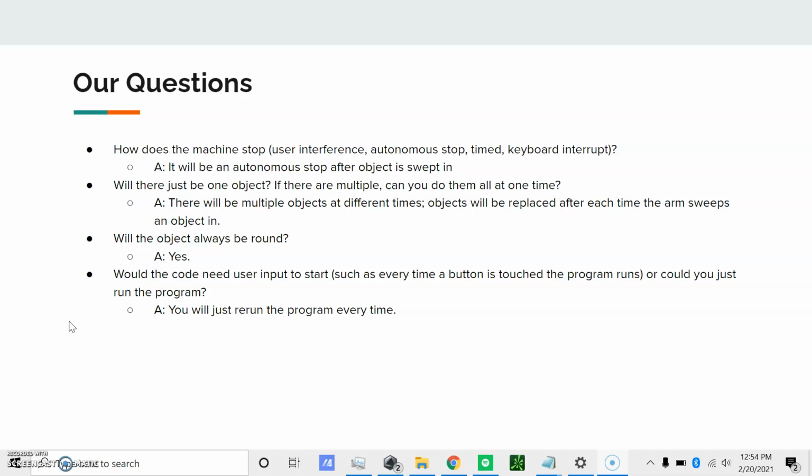Another question we had was, will there just be one object, or if there are multiple, can we do them all at one time? The answer here was that there will be multiple objects, but at different times. The objects will be replaced after each time the arm sweeps an object in. We were also wondering, will the object always be round, which the answer was yes. And we were curious about whether the code needed user input to start, such as every time a button is touched that the program runs, or could we just run the program?